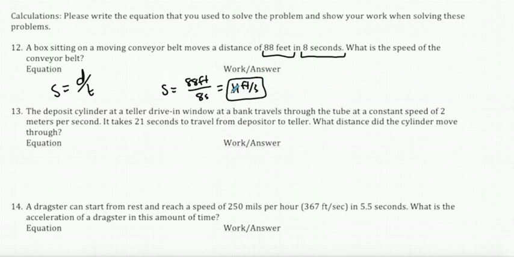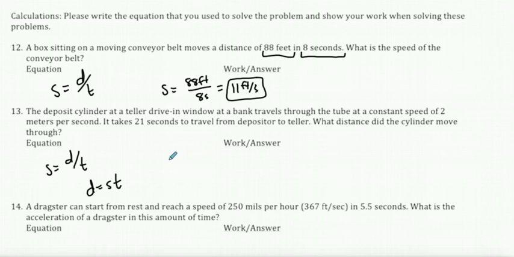So the second one, the deposit cylinder. That's the thing that goes in the little air vent at a drive-through window. It travels at a constant speed of 2 meters per second, and it takes 21 seconds to travel from the depositor to the teller. What distance did the cylinder move through? So again, we're using speed equals distance over time, and maybe you want to solve this for distance, so it'd be distance equals speed times time. So we can use this for our equation.